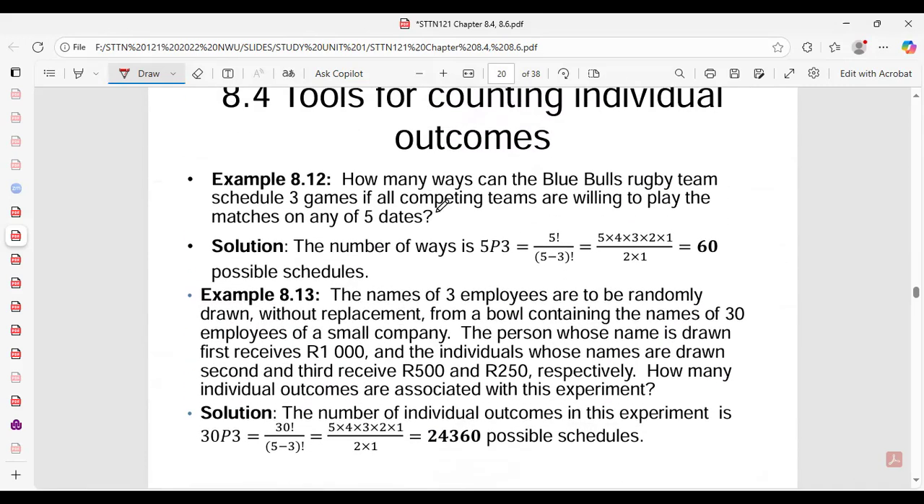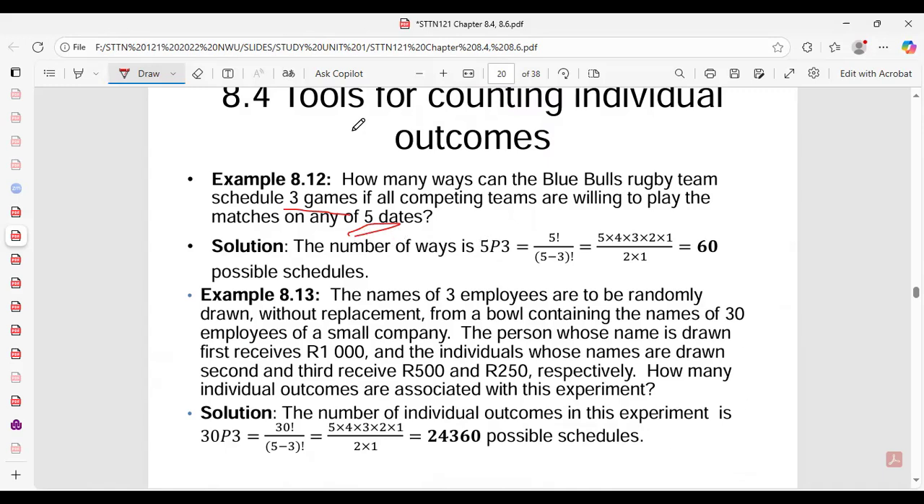Okay, for example, I think you guys will be able to understand this. They ask: how many ways can the Blue Bulls rugby team schedule 3 games if all competing teams are willing to play the matches on any of the 5 dates? The question is, what is the value of n?